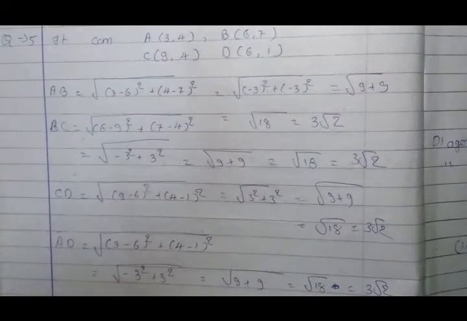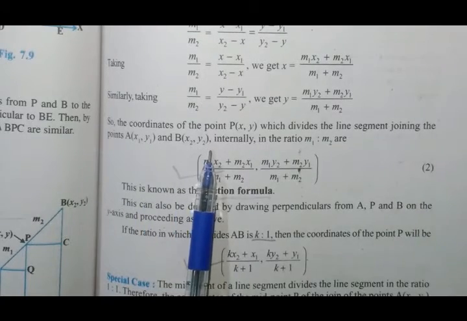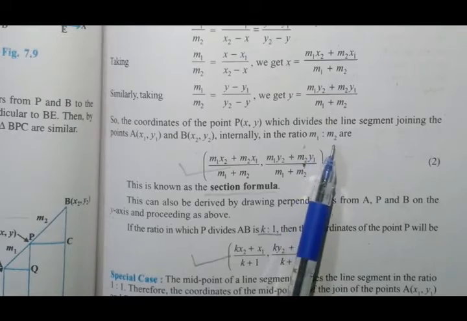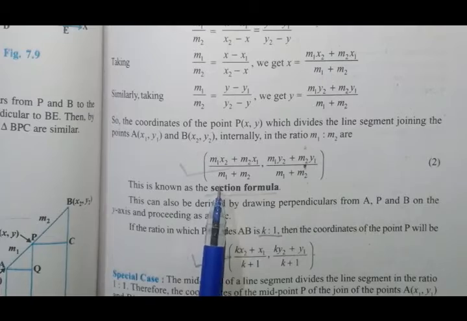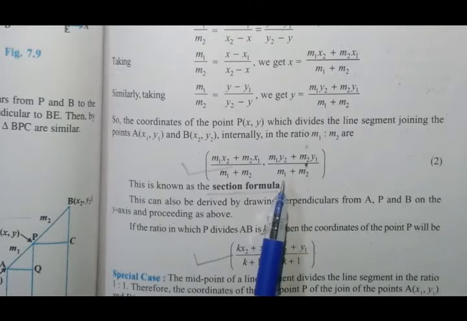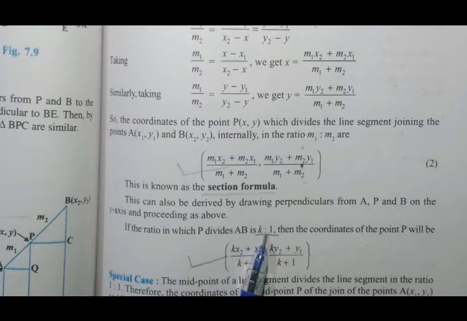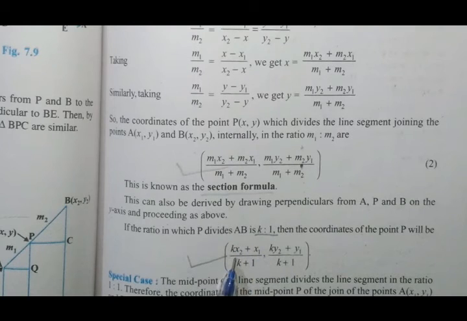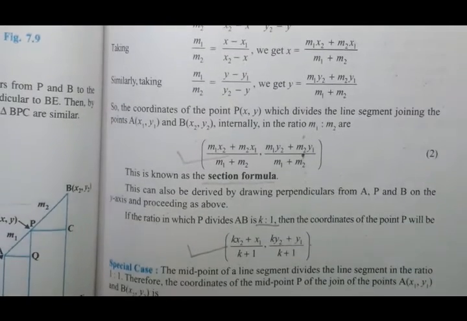Students, please revise. Now the section formula. For A (x1, y1) and B (x2, y2) divided internally in the ratio m1 to m2, the point is (m1x2 plus m2x1) divided by (m1 plus m2), and in the same way (m1y2 plus m2y1) divided by (m1 plus m2). Same way, if the line segment is divided in the ratio k to 1, then we use (kx2 plus x1) divided by (k plus 1) and (ky2 plus y1) divided by (k plus 1). Both of these formulas are called the section formula.